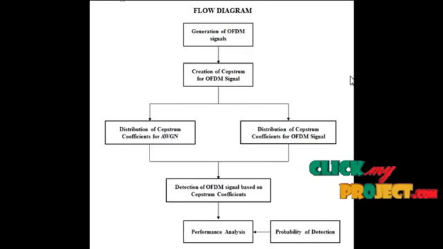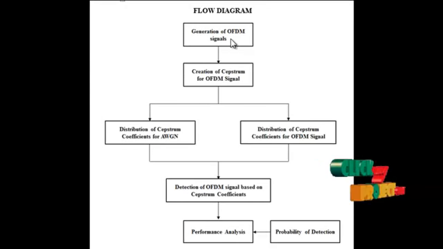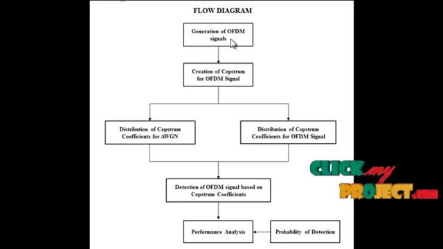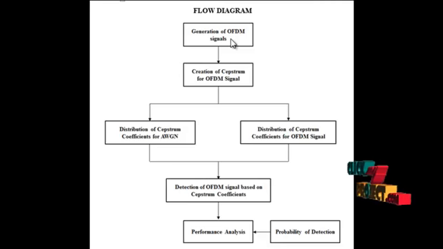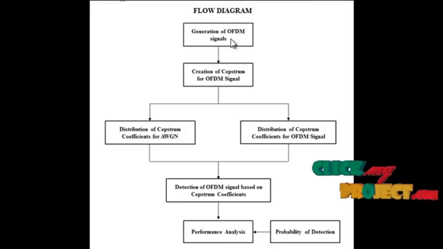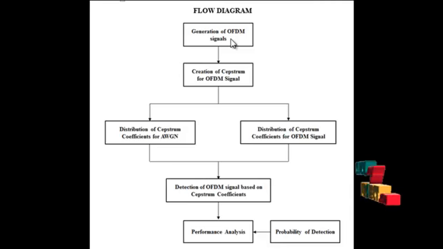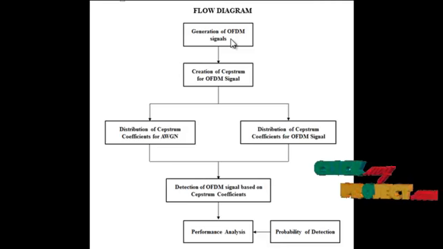Let me discuss the flow diagram for our process. Initially, we have to generate the OFDM signal based on the OFDM generation. An OFDM signal consists of a sum of subcarriers that are typically modulated using phase shift keying or quadrature amplitude modulation.